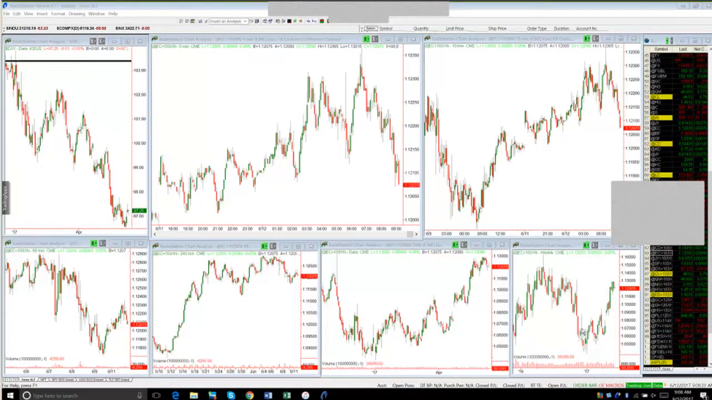Did anybody short the euro? Is anybody short the euro right now? I just got out of this trade here. Classic setup for us.